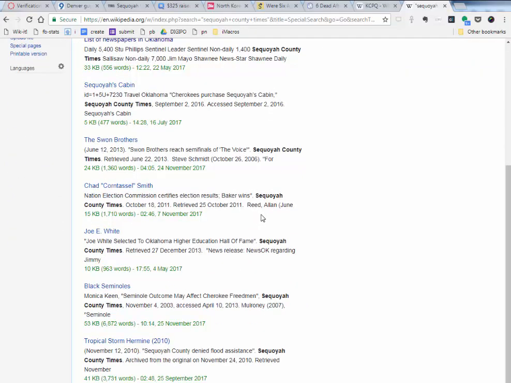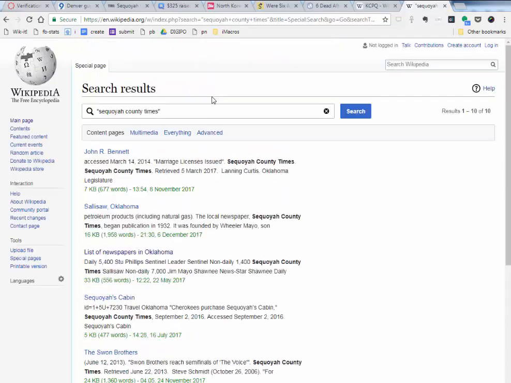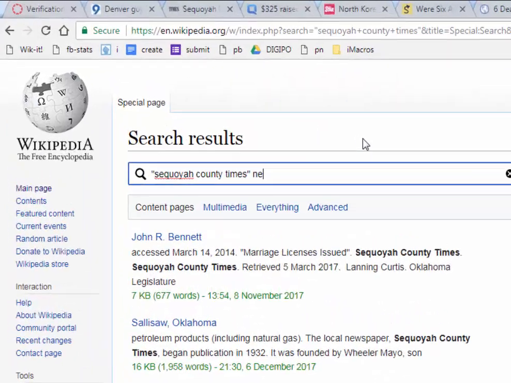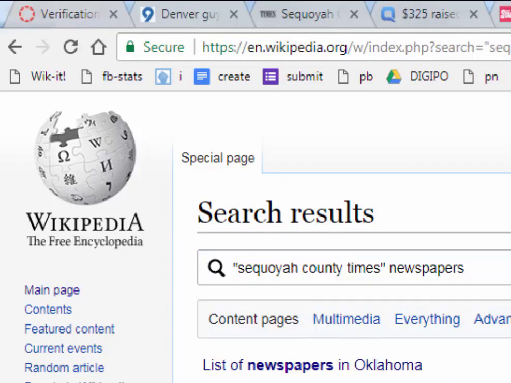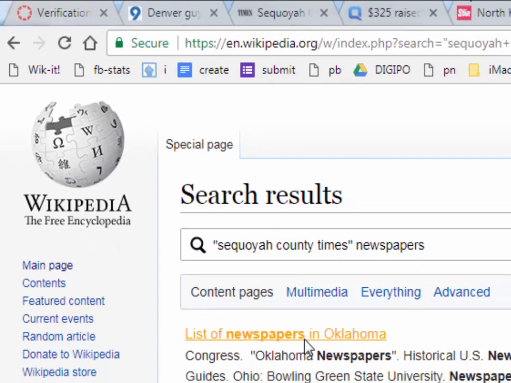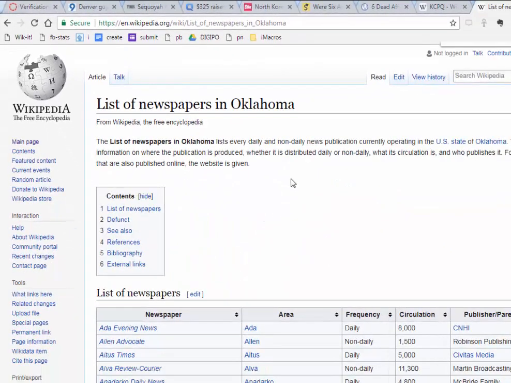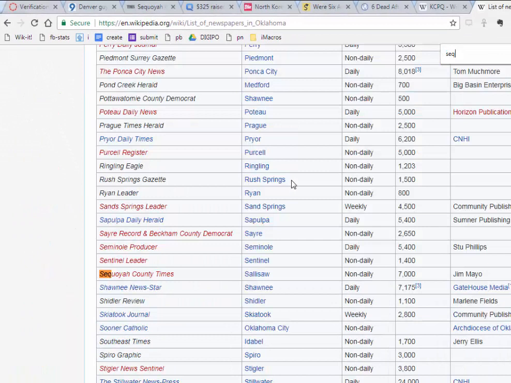We see there's a lot of references to Sequoia County Times, but there's no page on Sequoia County Times. However, if you type in newspapers, you'll see that you get the list of newspapers in Oklahoma, and Sequoia County Times is right there. It comes out of Sallisaw. It has a circulation of 7,000, and its editor is Jim Mayo.